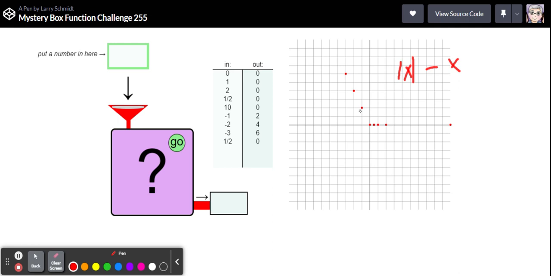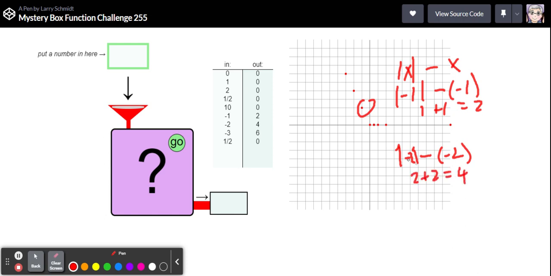Let's think about that. If I put in a -1, I'd have the absolute value of -1 minus a -1. Yeah, so this is going to be 1 plus 1, that's 2. Yes, so that does seem to work. I think this might be it. If you need more convincing, let's put in a -2. So this would be the absolute value of -2 minus a -2. This is going to flip the sign, and we'd get 2 plus 2 equals 4, and that's what we've got there. So I think we got it.